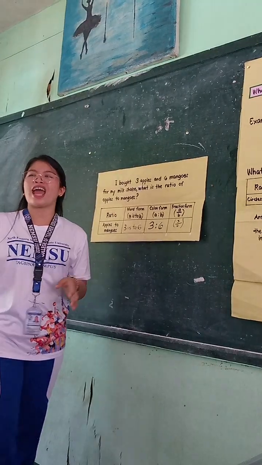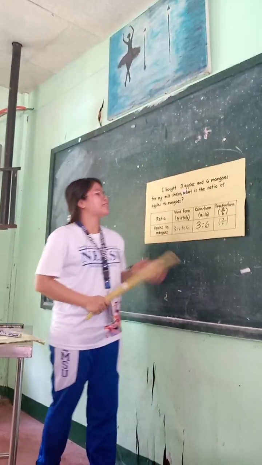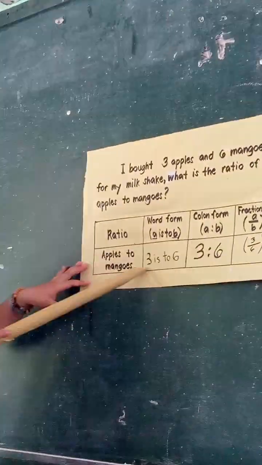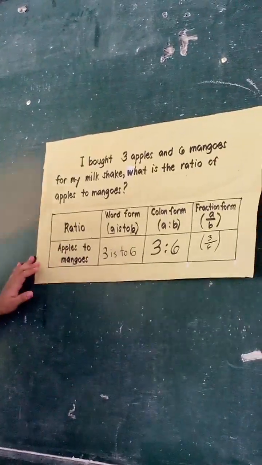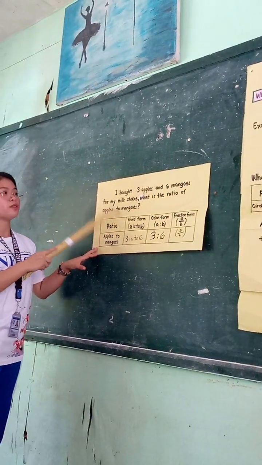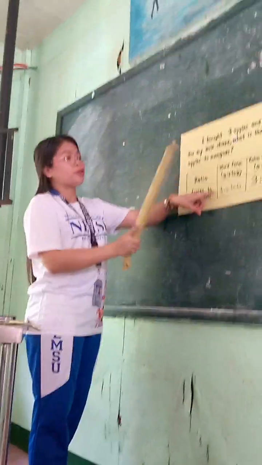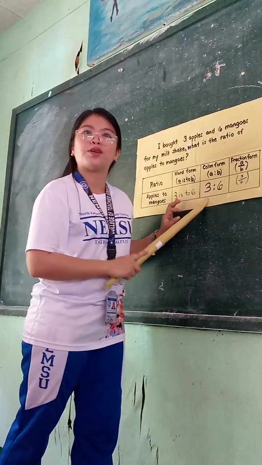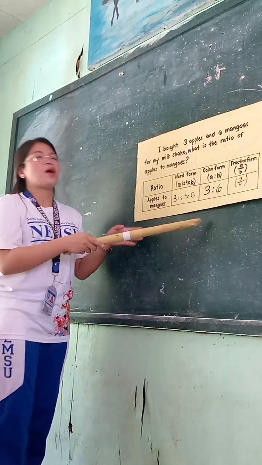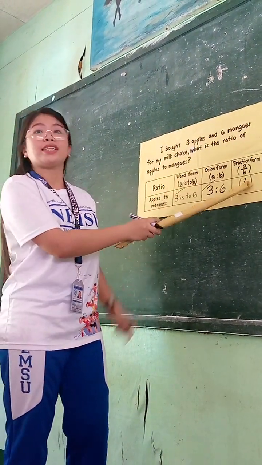So let's check if their answers are correct. First, is this correct? Yes, because the question asked is, what is the ratio of apples to mangoes? There are 3 apples and 6 mangoes, right? So it is 3 is to 6. Is this correct? Yes. And this one? Yes. Okay.